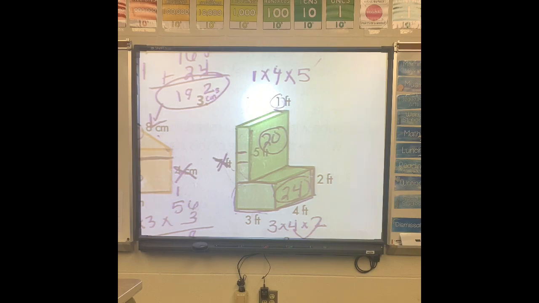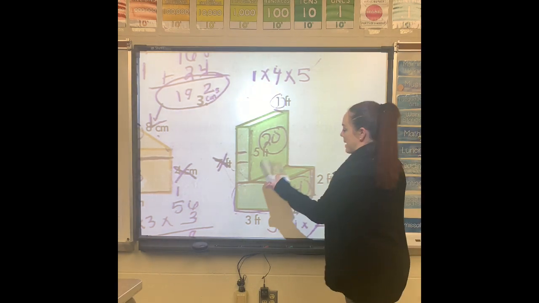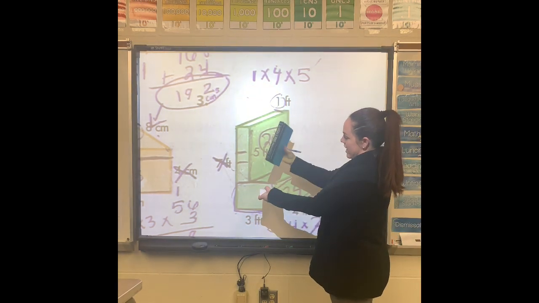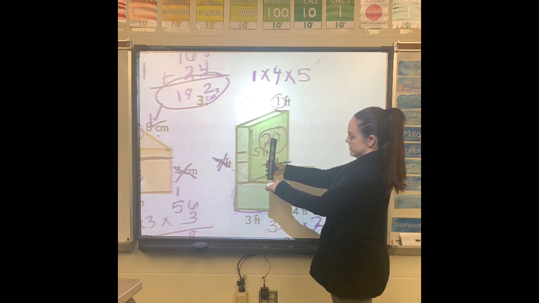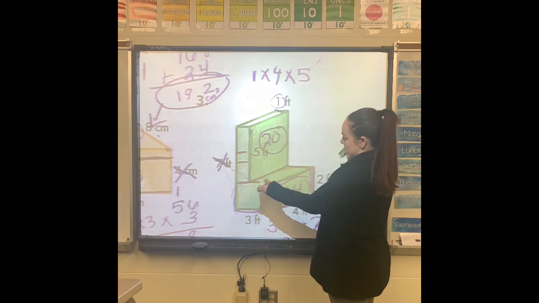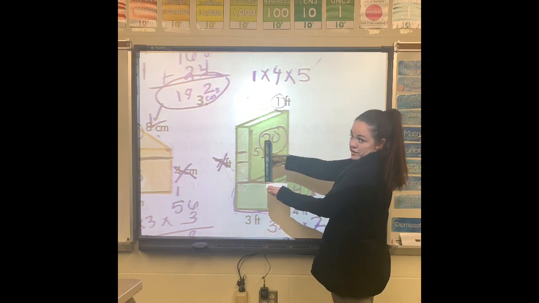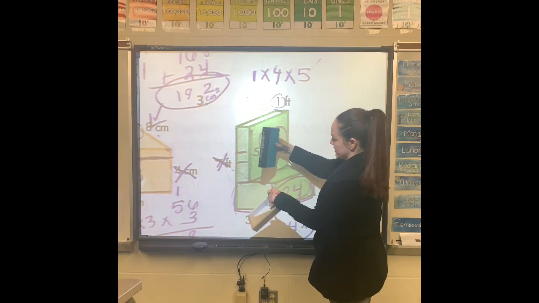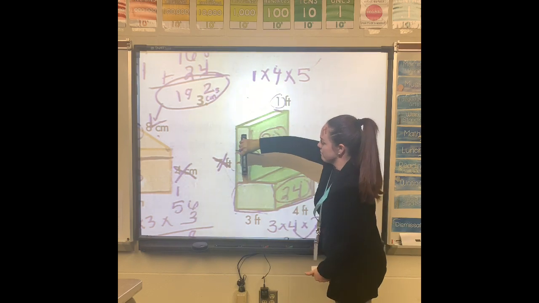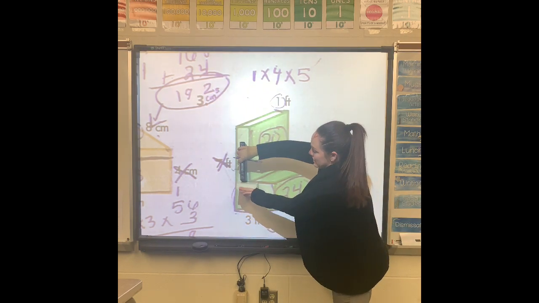Now I kind of look at this piece, probably like this. So here is my bottom base, and then here is my book. This is kind of how I'm seeing it. So this bottom is 24, and then this book is 20. That's kind of how I'm looking at this. This would be my book sitting right here, and this would be my base.